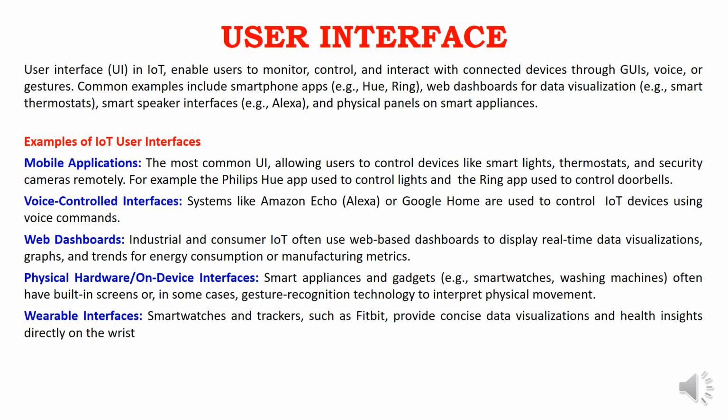Physical hardware or on device interfaces. Smart appliances and gadgets like smartwatches, washing machines often have built in screens or, in some cases, gesture recognition technology to interpret physical movement. Wearable interfaces, smartwatches, and trackers such as Fitbit provide concise data visualizations and health insights directly on the wrist.